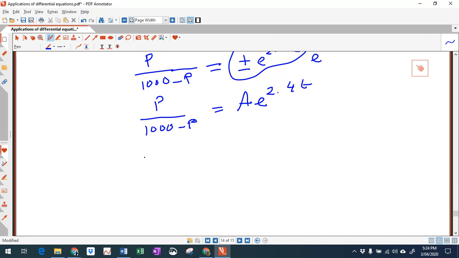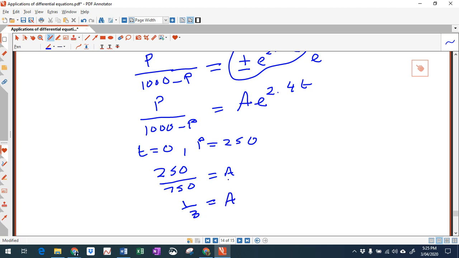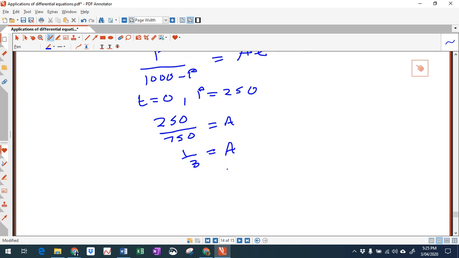Okay, so our initial conditions, just looking back at the notes, initial conditions were T equals 0 and population was 250. So we can use that to get what A is. So that's going to give me 250 over 750 is equal to A. So it's going to give me a third is equal to A. Okay, so that's good.